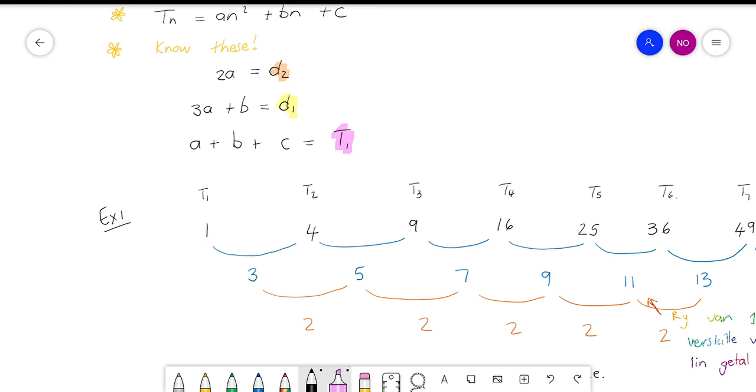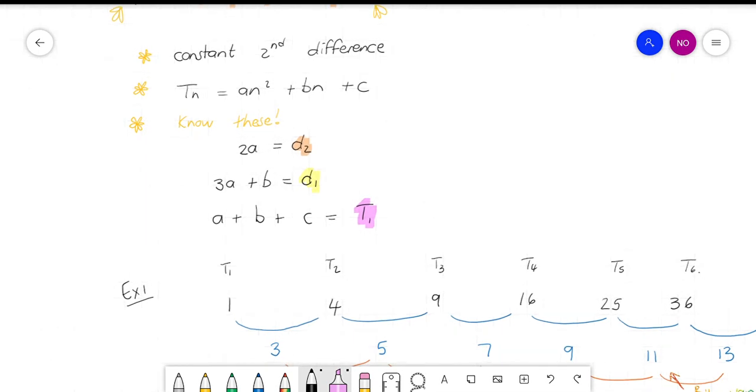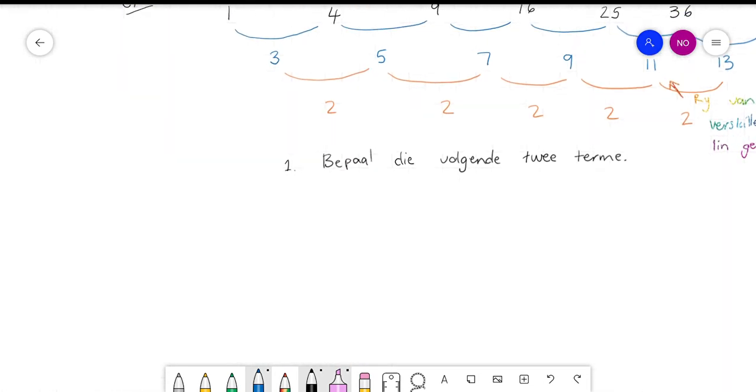Okay. Goed. En wat ons wil doen, is ons wil waardes nou kry vir A en B en C. Want dan het ek daai algemene reël, die algemene term wat vir my sê, I can then calculate the 100th term of this quadratic equation by simply putting the 100 into the n. Right. But we first need to find the value of A and B and C. Okay. So ons begin altyd met die ene wat sê, kom ek skryf net die vraag neer.